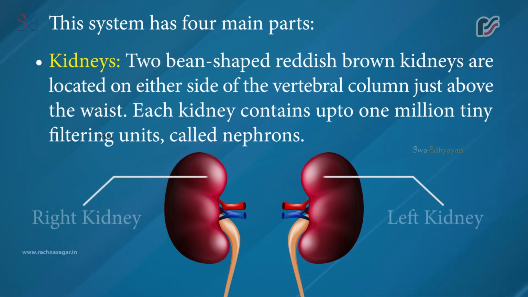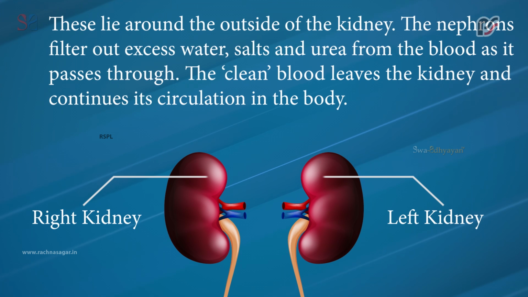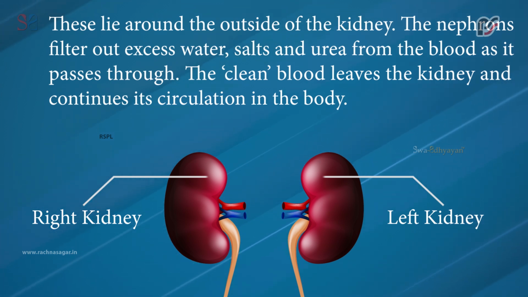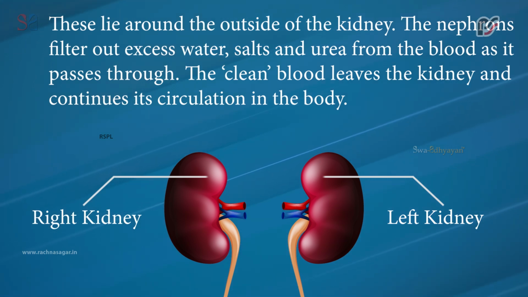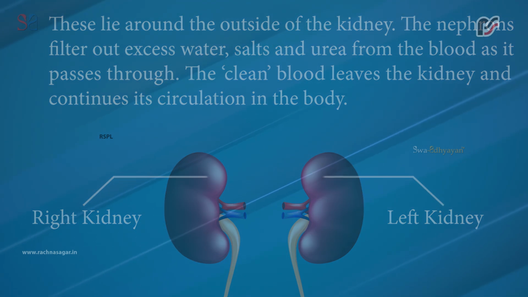Kidneys. Two bean-shaped reddish-brown kidneys are located on either side of the vertebral column just above the waist. Each kidney contains up to 1 million tiny filtering units called nephrons. These lie around the outside of the kidney. The nephrons filter out excess water, salts, and urea from the blood as it passes through. The clean blood leaves the kidney and continues its circulation in the body.